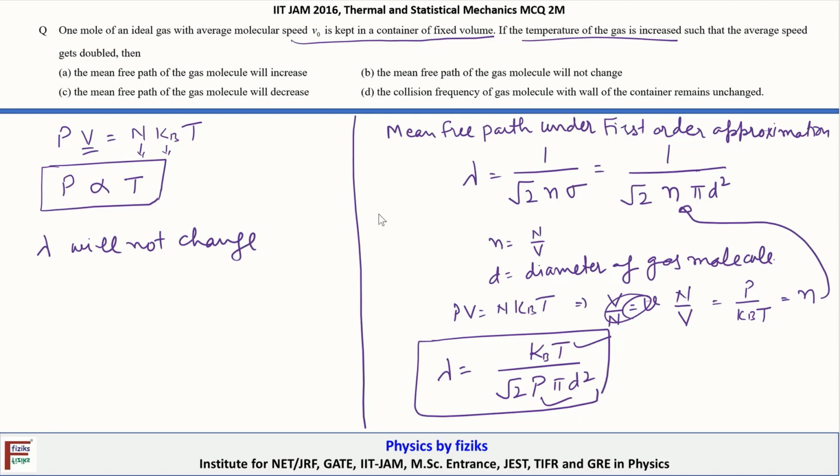Let's take a look at the options which are given. The mean free path of the gas molecule will increase. No, this will not happen. The mean free path of the gas molecule will not change. Yes, this is the correct option here. So the remaining options are also going to be wrong. The mean free path of the gas molecule will decrease. No, this is also wrong. The collision frequency of the gas molecule with the wall of the container remains unchanged. No. So here B is the correct option.